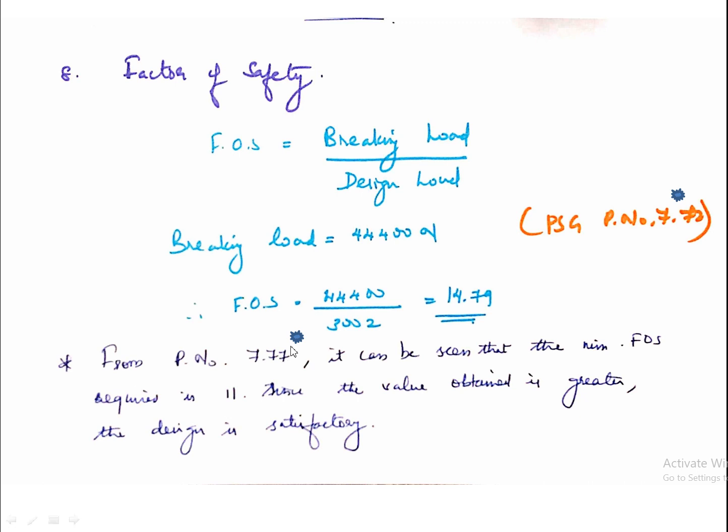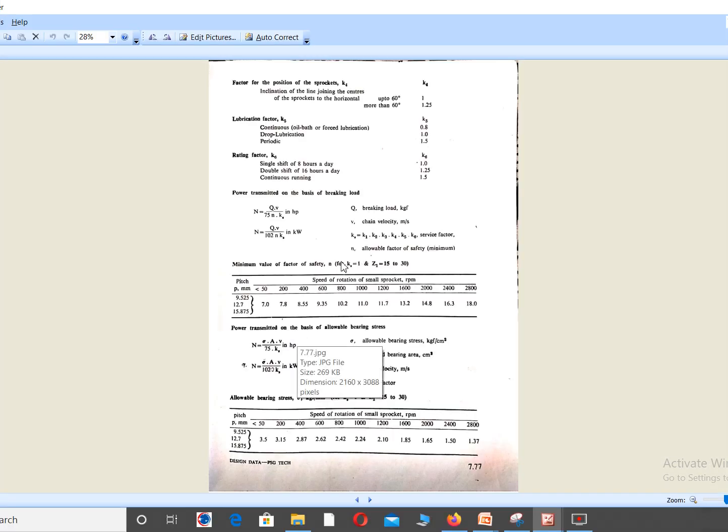For that you need to go to page number 7.77. Here, on page 7.77, you can see there is a table for the minimum value of factor of safety. There is some standard for this. There is a minimum value of factor of safety which must be taken. You can see the pitch that we have selected is 15.875, and the speed of rotation of the small sprocket as per the question is 970 something, so we can approximate it as 1000 rpm.